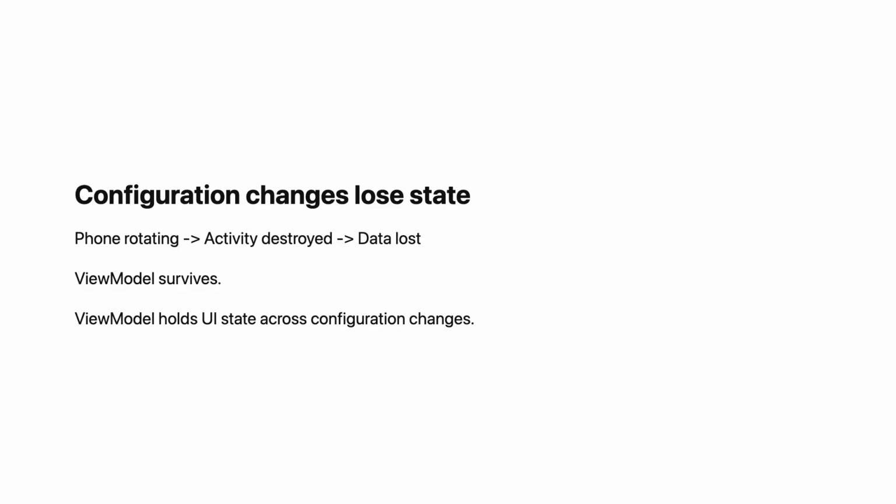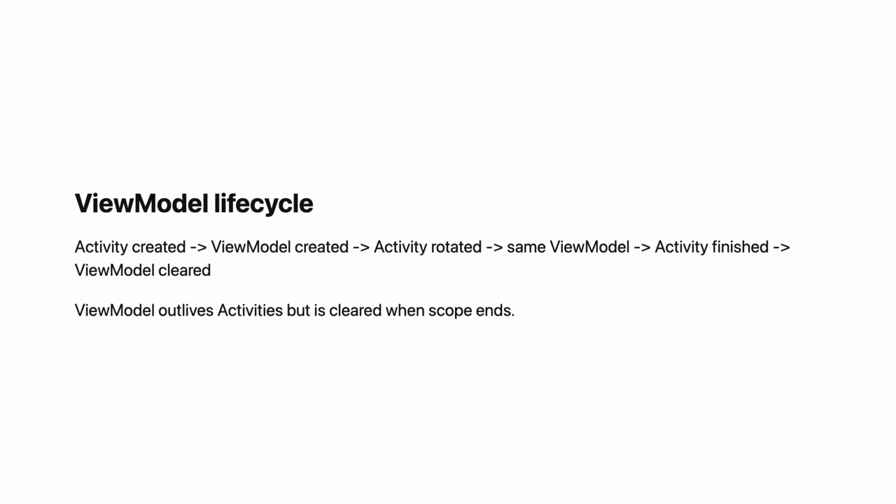ViewModel holds UI state that survives configuration changes but is cleared when the user leaves the screen. A ViewModel outlives its activity or fragment. Create an activity, get a ViewModel. Rotate, activity dies, new activity gets the same ViewModel. The ViewModel lives as long as its scope. For an activity, until finish is called or back is pressed.